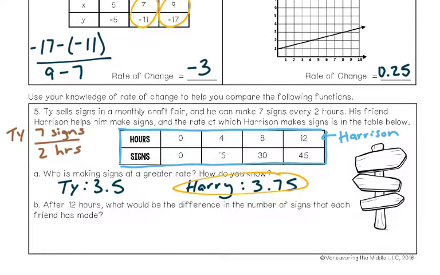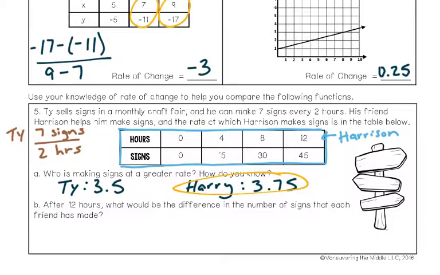You would have still got the same answer. Or you could even look for a pattern like this. If Ty can do 7 signs in 2 hours, after 4 hours, if he continues at the same rate, he would have 14 signs done. Well, Harrison's done 15 signs in that same time. So you can tell right there that Harrison has done this at a faster rate.